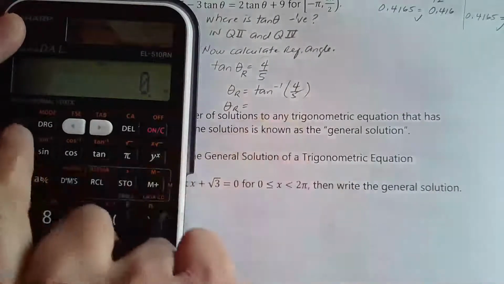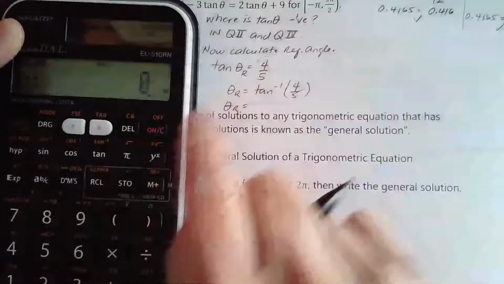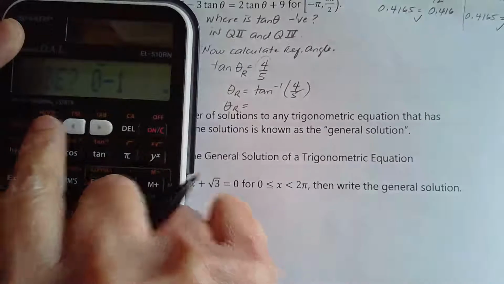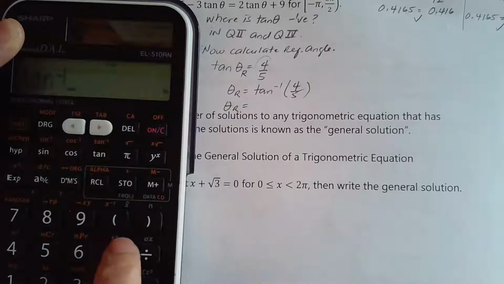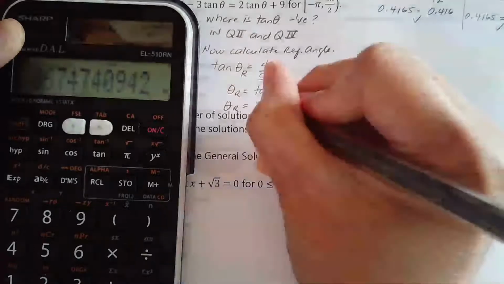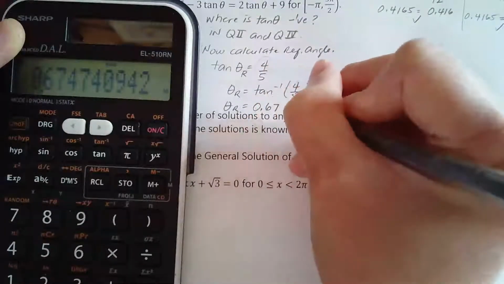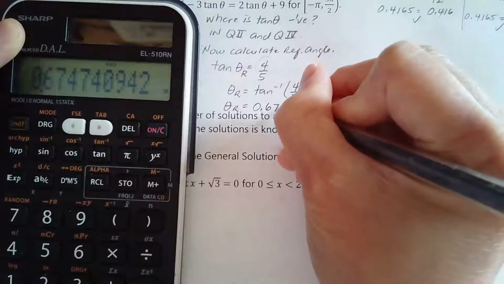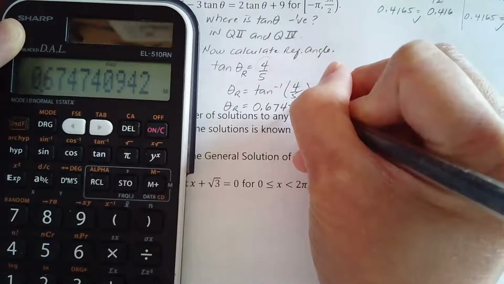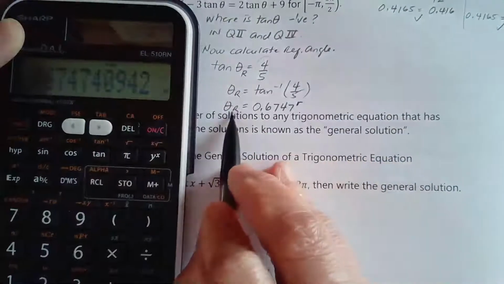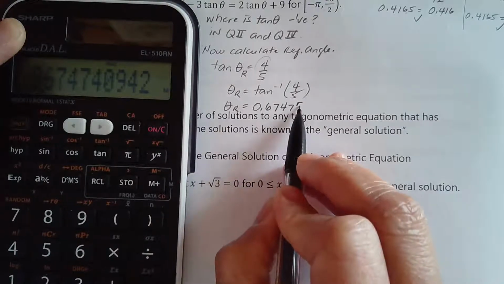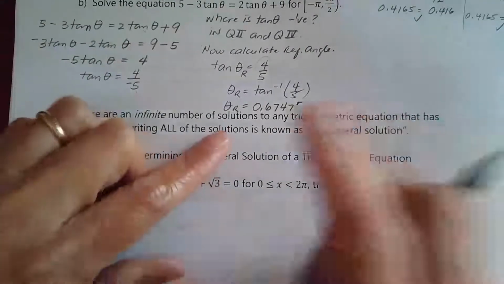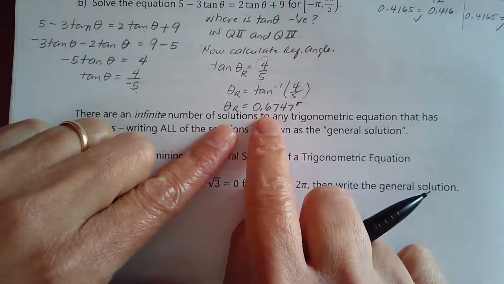Okay, so tan inverse, now I've got to go back to radian mode. So tan inverse of 4 divided by 5. I have to put the brackets there. It's going to be 0.6747 radians. I've got to put the R there. The uppercase R means it's a reference angle, and the little r means radian measure. So what are the solutions?